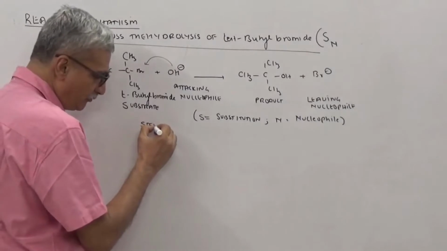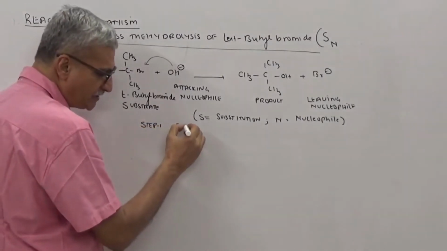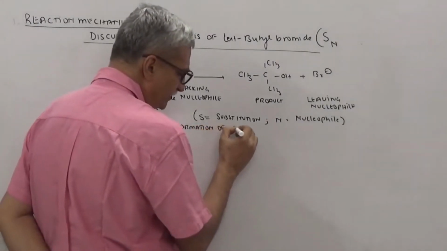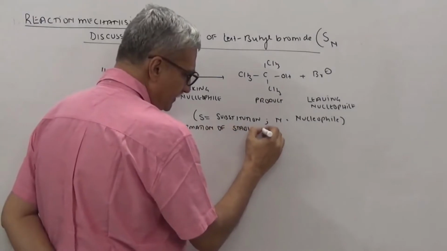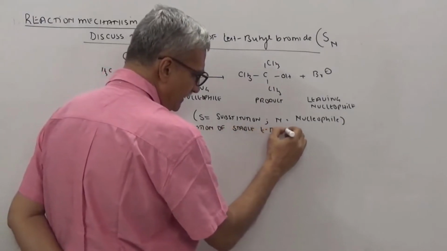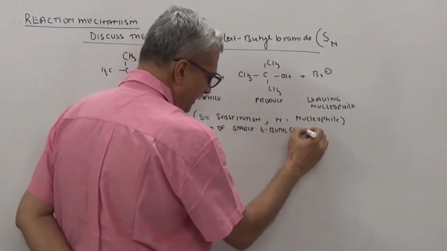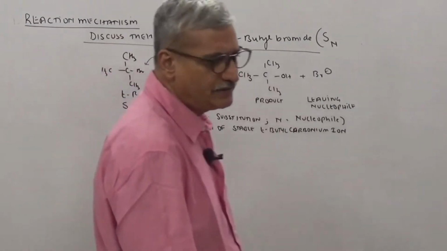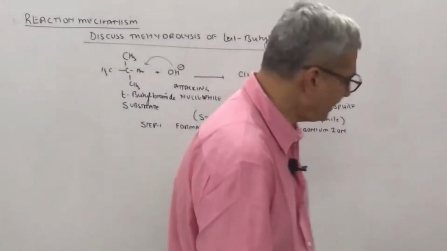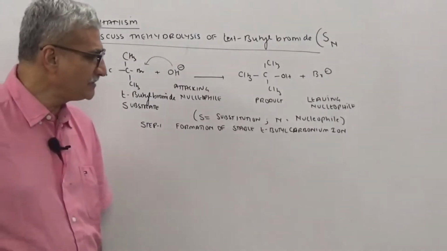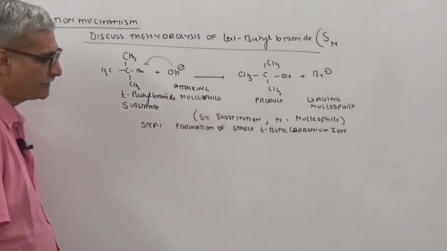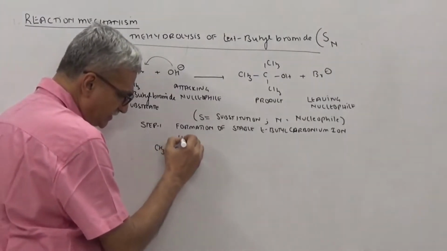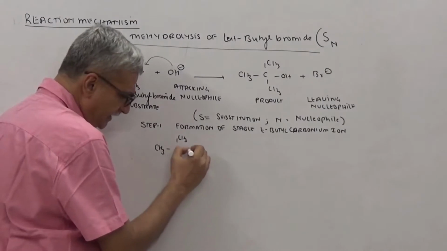So we have step 1, it is formation of stable tertiary butyl carbonium ion. Formation of stable tertiary butyl carbonium ion. Now what happens in this case, listen carefully. See, we have CH3, Br.